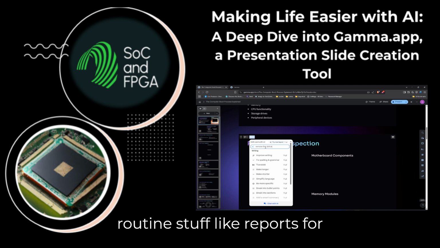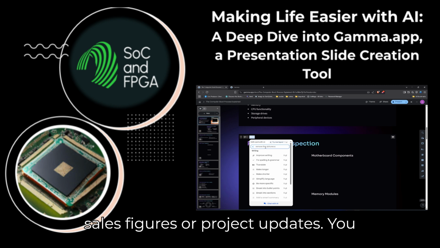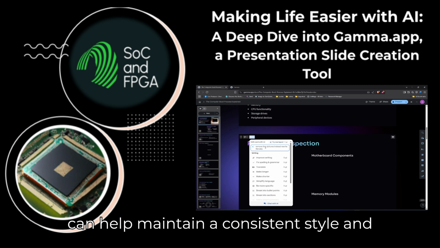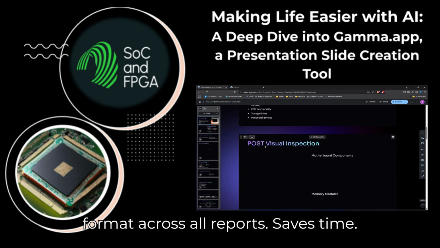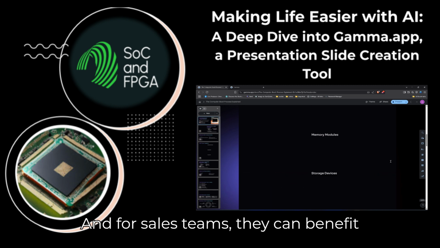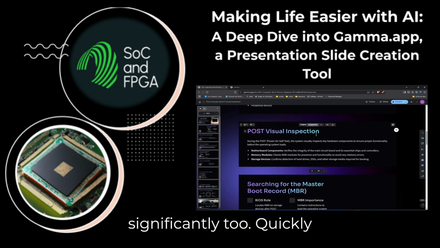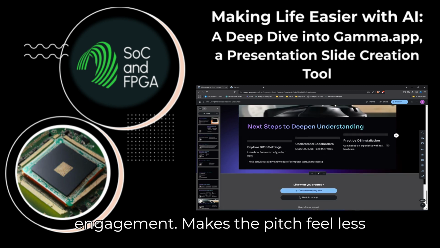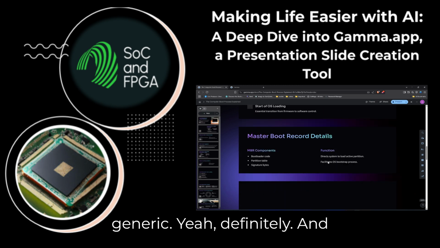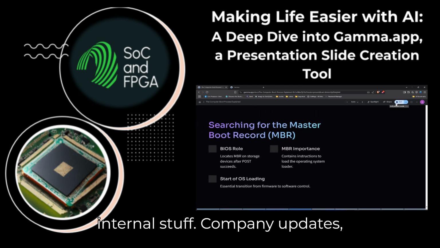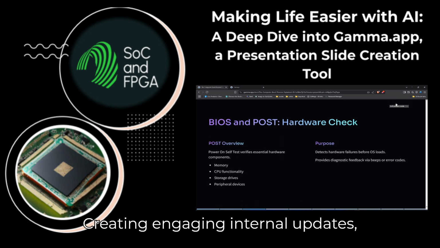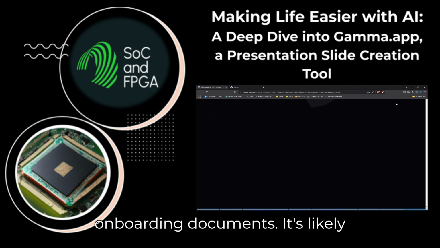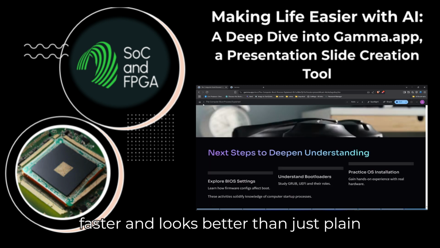What about routine stuff like reports? For standardized reporting, yeah, like weekly sales figures or project updates, you could use Gamma.app templates. The AI can help maintain a consistent style and format across all reports. Saves time. And for sales teams. They can benefit significantly, too. Quickly personalizing pitch decks with client-specific info, that can really improve engagement. Makes the pitch feel less generic. Yeah, definitely. And internal stuff, company updates, training. It's efficient for that, too. Yeah. Creating engaging internal updates, training materials for new hires, onboarding documents. It's likely faster and looks better than just plain text docs.